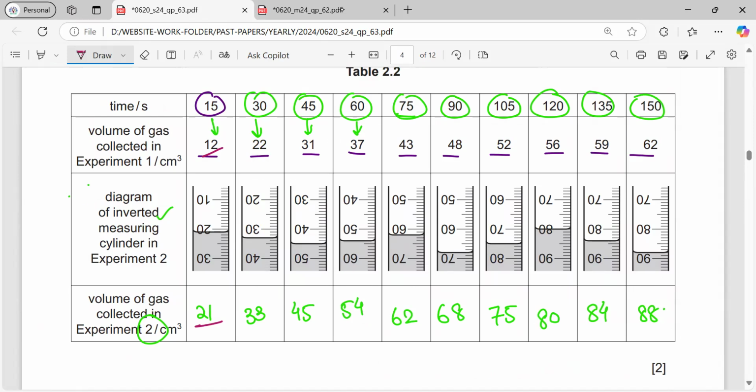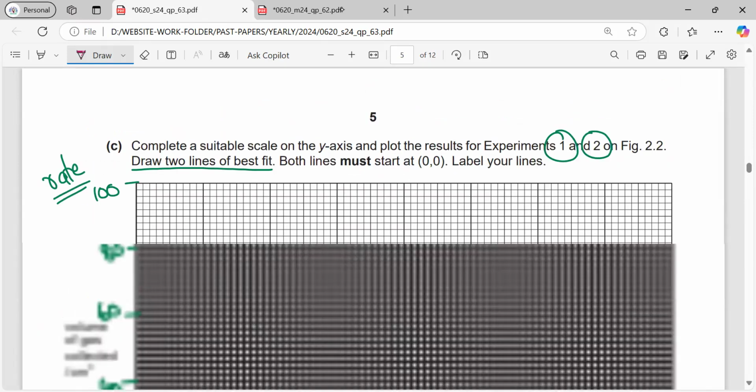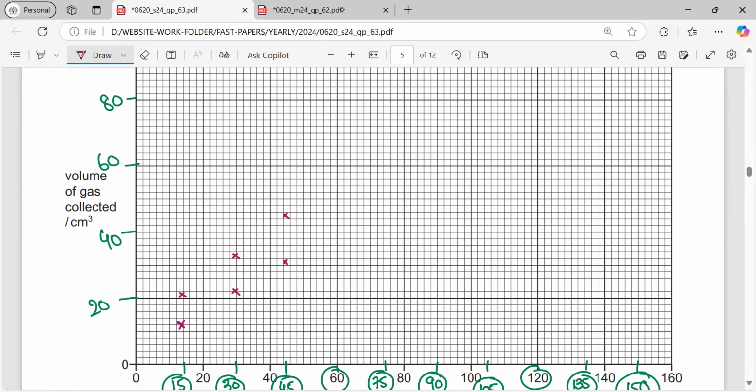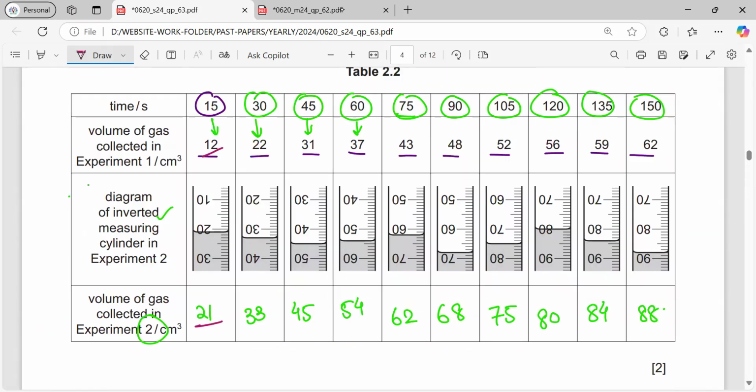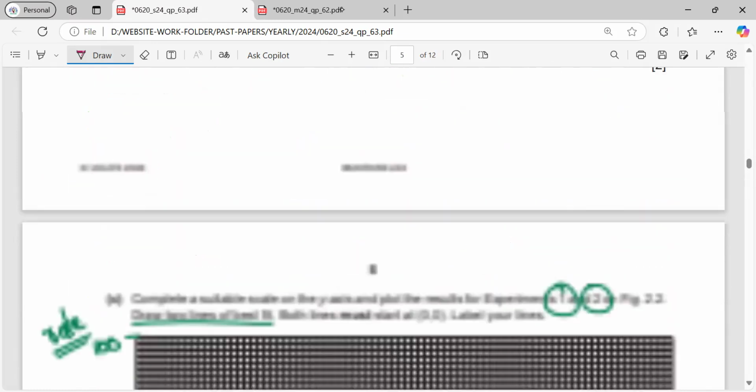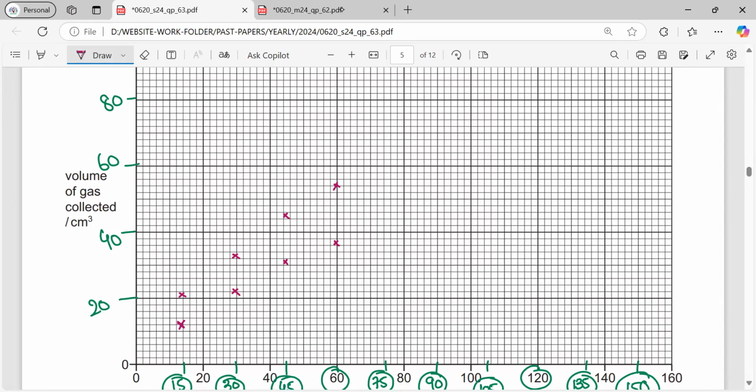For 60 seconds, we have 37 and 54. 37 and 54, there you go. Then at 75 seconds, we have 43 and 62.